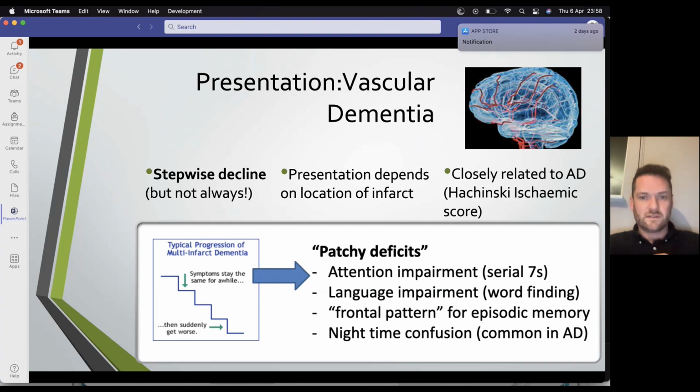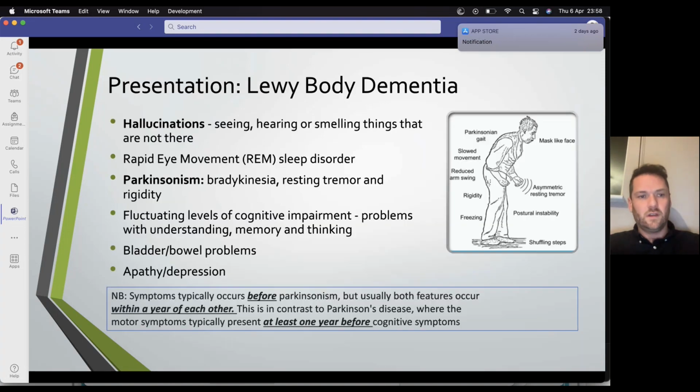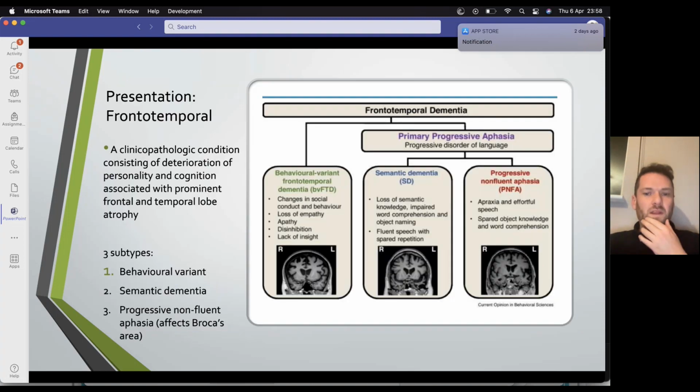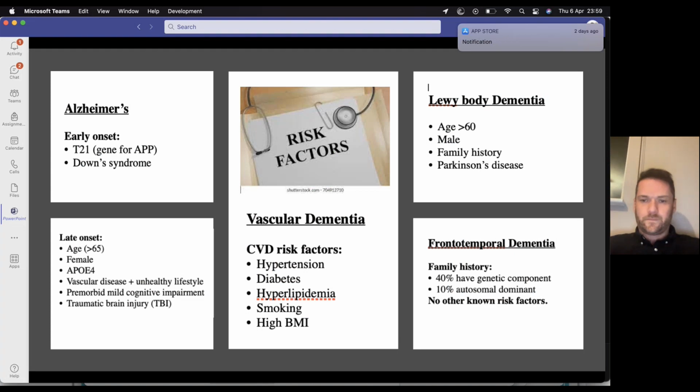And look for cardiovascular risk factors. Lewy body dementia is hallucinations and cognitive problems happening before Parkinsonism. And then frontotemporal dementia will be characterized by behavior change or problems with language, known as aphasia. All right, so let's carry on.